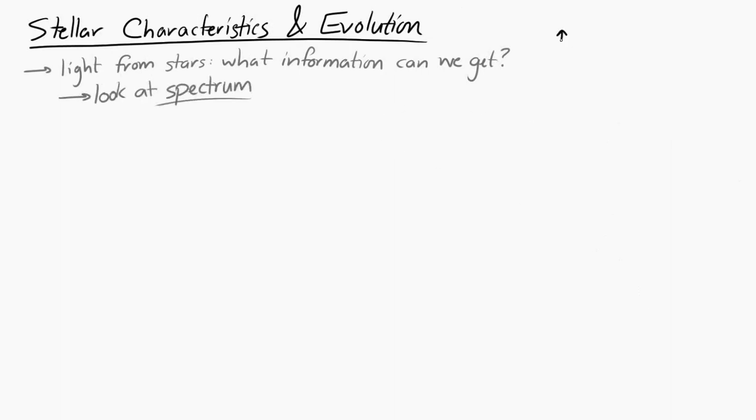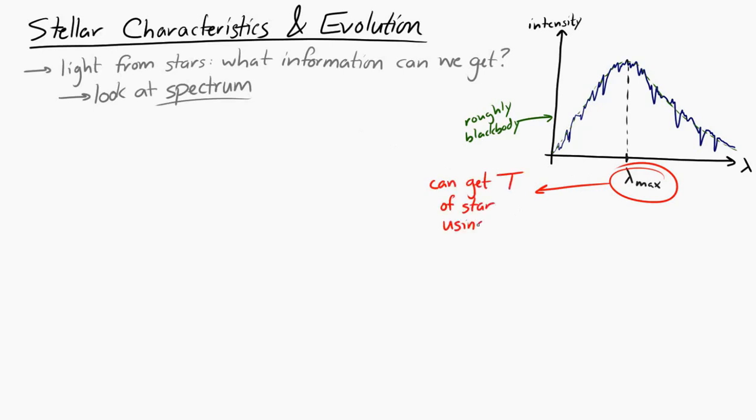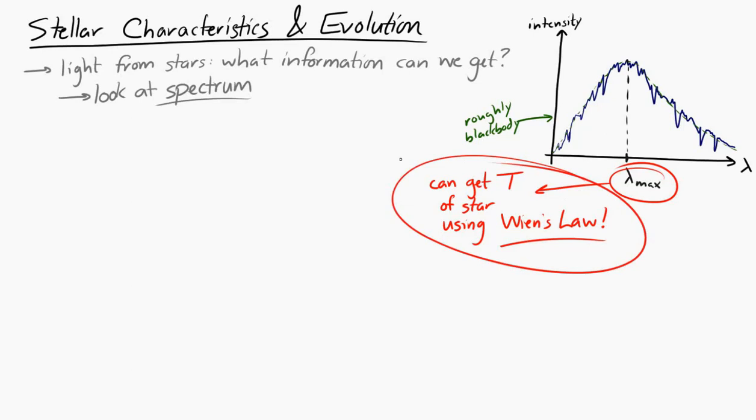If we plot the intensity versus wavelength for a star's light, we get something that looks roughly like a black body. Not exactly, but roughly. If it's roughly a black body, then we can estimate the wavelength of maximum emission for the star. And if we know the wavelength of maximum emission, we can get the temperature of the star using Wien's law. So there we go. Using a star's light, we can approximate the temperature of the outer part of the star where this light is emitted.